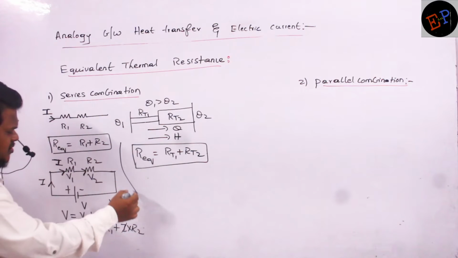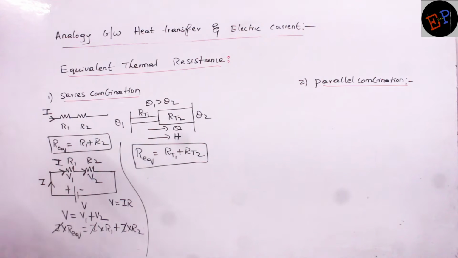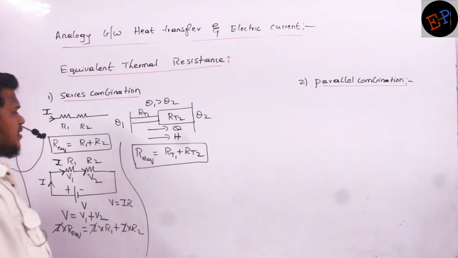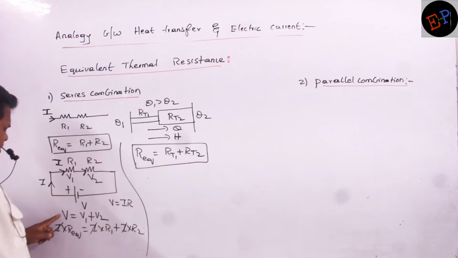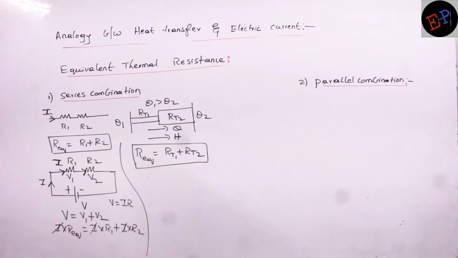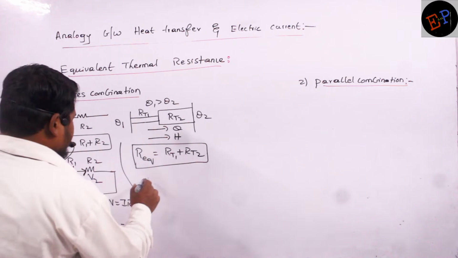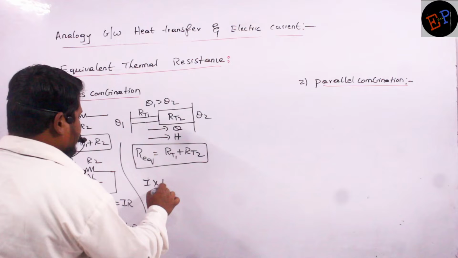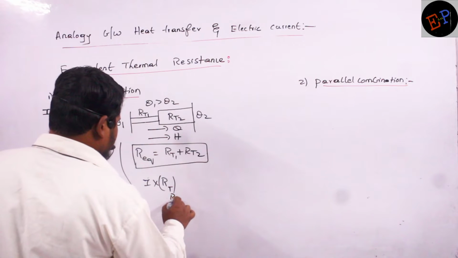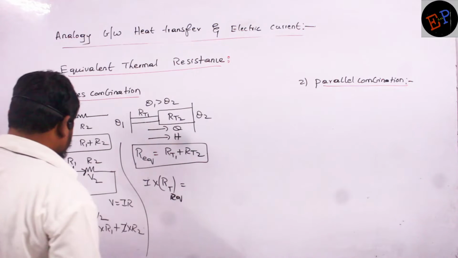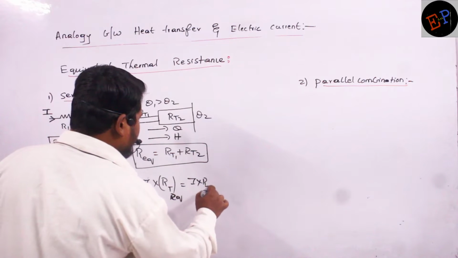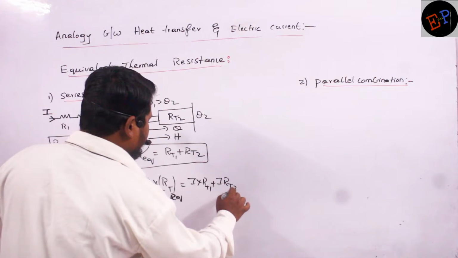Same type of calculation I can do here also, no? In heat flow also, the same type of calculation I can write. So here also I can write V is equal to V1 plus V2. So I can write heat current multiplied by equivalent thermal resistance, which can be written as I into RT1 plus I into RT2.